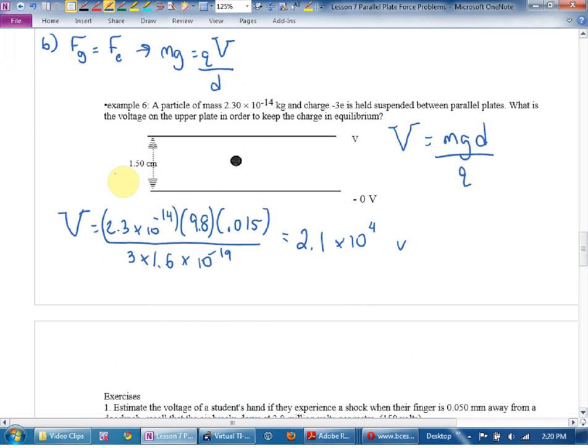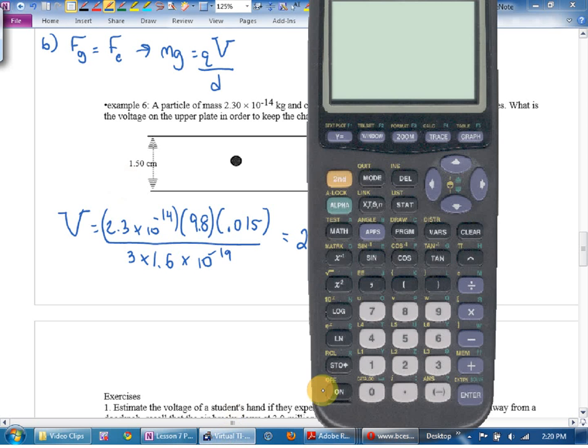2.3. Scientific notation, negative 14 times 9.8 times 0.015 divided by, I'm going to have to go brackets here, right? 3 times 1.6. Scientific notation, negative 19. Ladies and gentlemen, I'm getting 7,043.75, which I agree with. I think you forgot the 3.